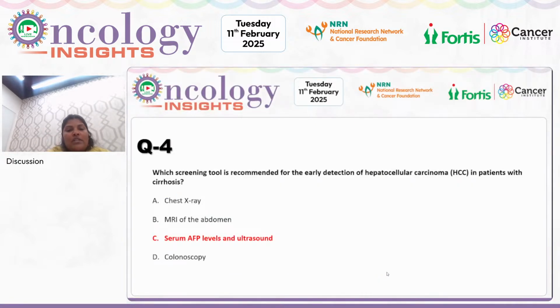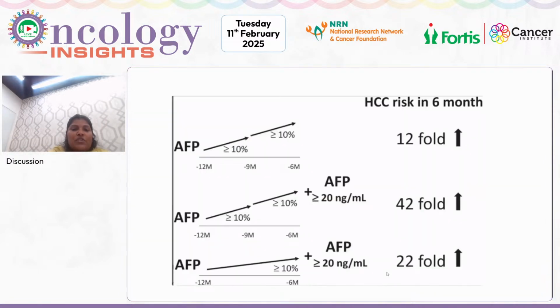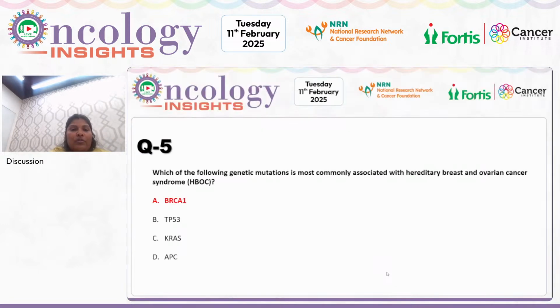Which screening tool is recommended for the early detection of hepatocellular carcinoma in patients with cirrhosis? It is serum AFP level, and ultrasound has to be repeated every 6 months. As you can see, based on the AFP level, the risk of hepatocellular carcinoma increases more than 22-fold.